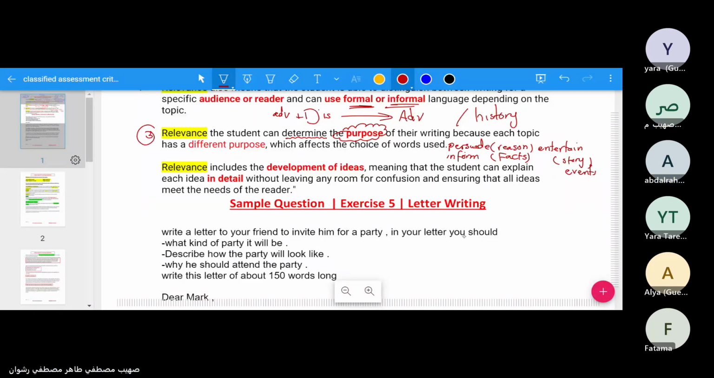Okay. Sir, I have a question. Abdurrahman, read the next one. Okay. Sir, you said if it's about entertainment, it should include what? Sorry, I can't hear you. I'm saying, sir, you said if the purpose of the letter is to entertain, you should include what in the writing?